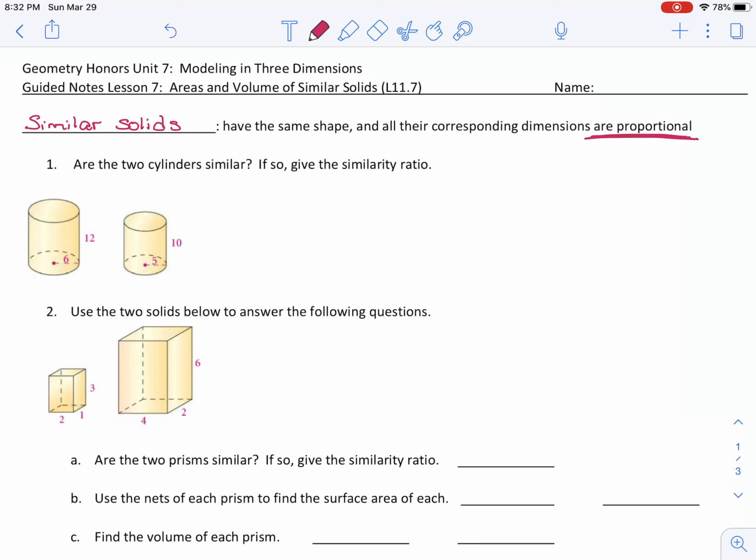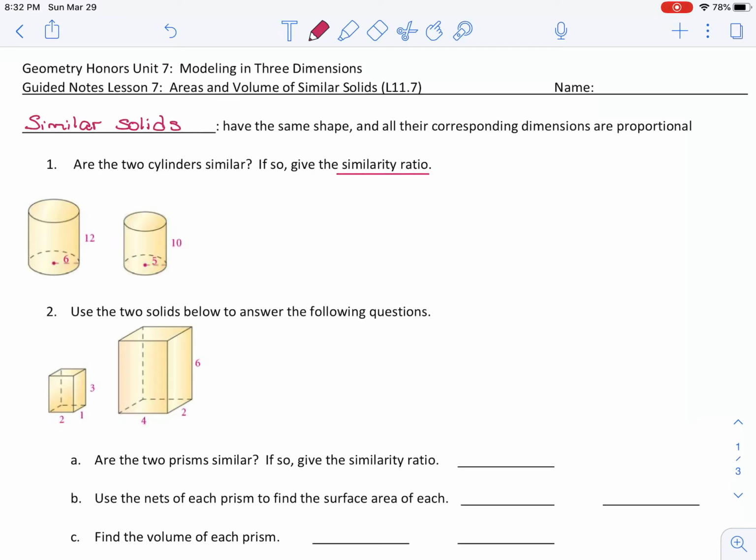It's been a while since we've talked about that, but proportional would be when you have two fractions that turn out to be equal. So if I put some number over 6, if that number was 3, then they're proportional because the fractions would be equal to each other. So that's what we're looking at here with these two. Well, the question is if these two cylinders are similar.